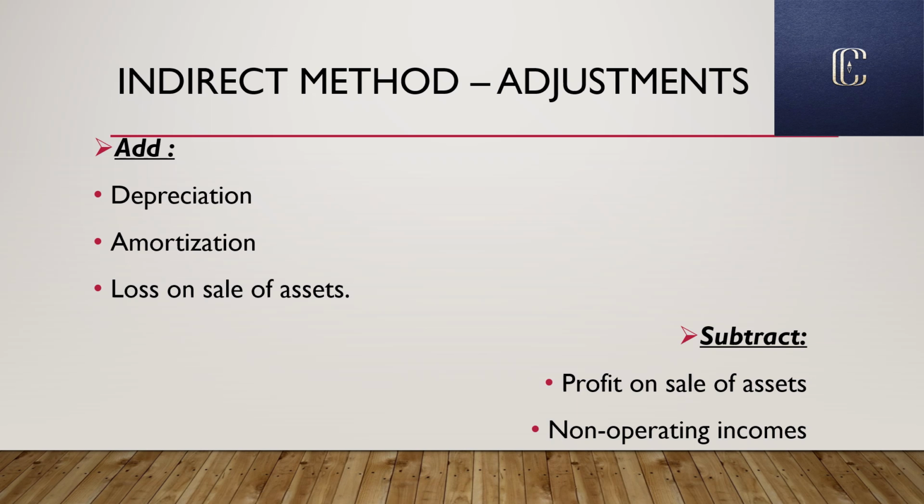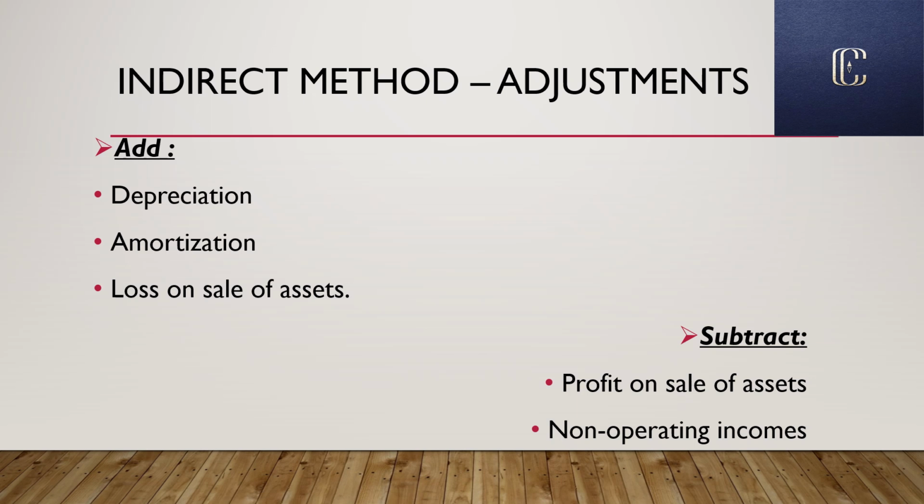The second one is non-operating income. These include income not related to the normal business activities such as interest income, dividend income, profit from investment, and rent received, if not in the main business. These increase profit but are not operating cash flows, so they are subtracted. The simple logic to remember: did cash actually move because of this item? If no cash moved or if cash belongs to investing or financing activity, adjust the profit.